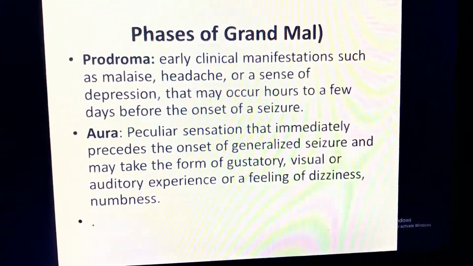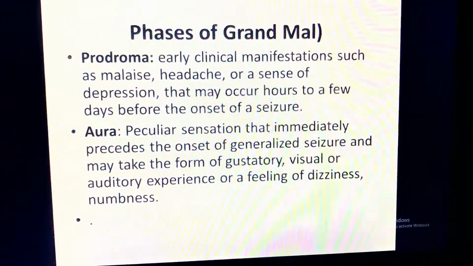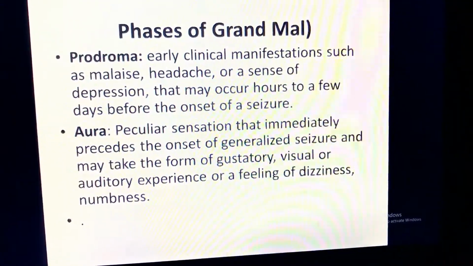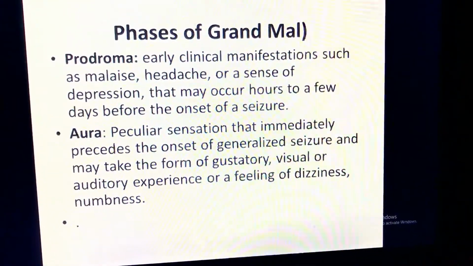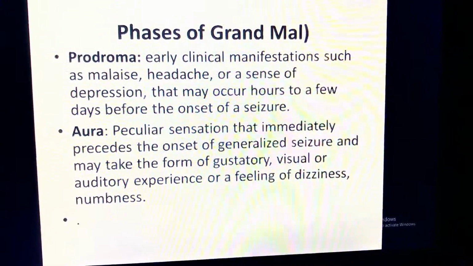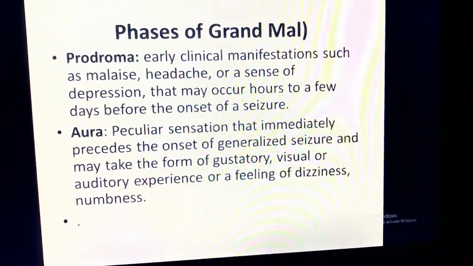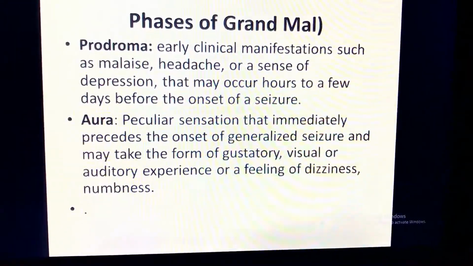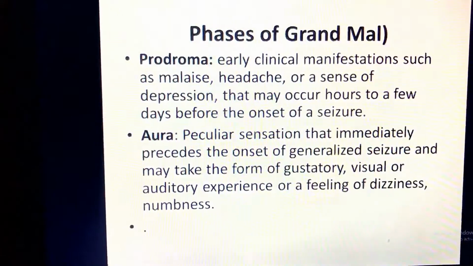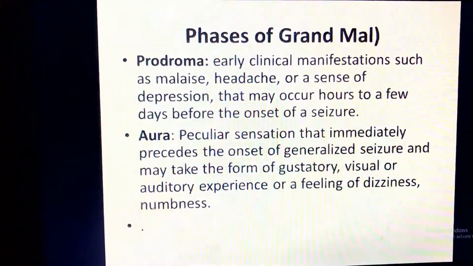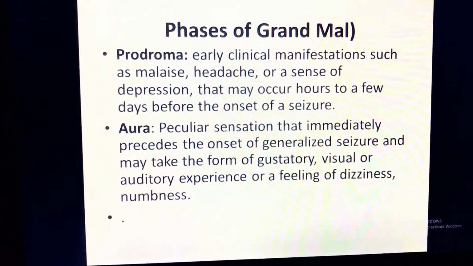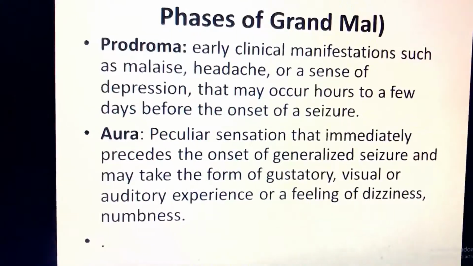This is the prodromal phase. Aura phase: a peculiar sensation that immediately precedes the onset of generalized seizure and may take the form of a gustatory, visual, or auditory experience, or feeling dizziness or numbness. In the aura, the client may have a gustatory, visual, or auditory experience, or feel dizziness and numbness. This is the condition that immediately precedes the onset of generalized seizure. They sense unusual things, see things that are not there, and have dizziness and numbness. This is the aura phase.